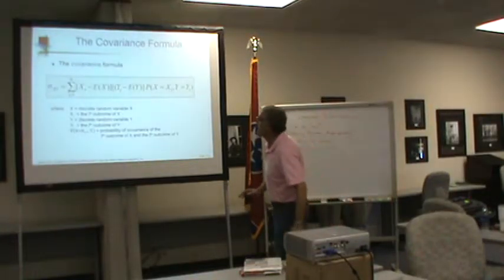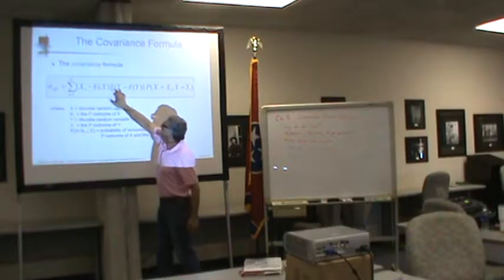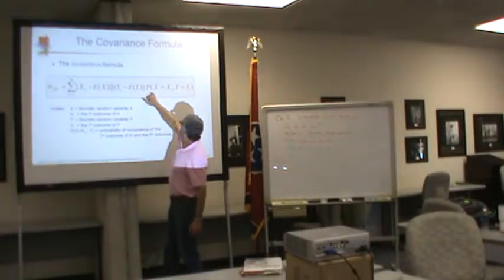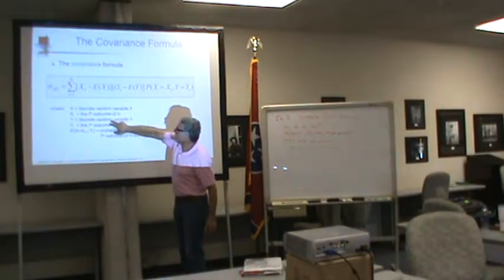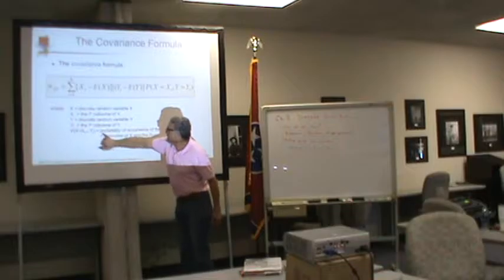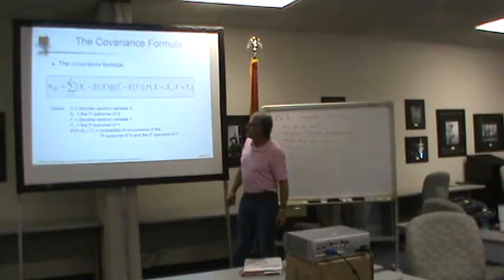So here, x minus the expected value of x, y minus the expected value of y. That's the probability. So x is a discrete variable, y is the other discrete variable. The probability is the occurrence of each of them.